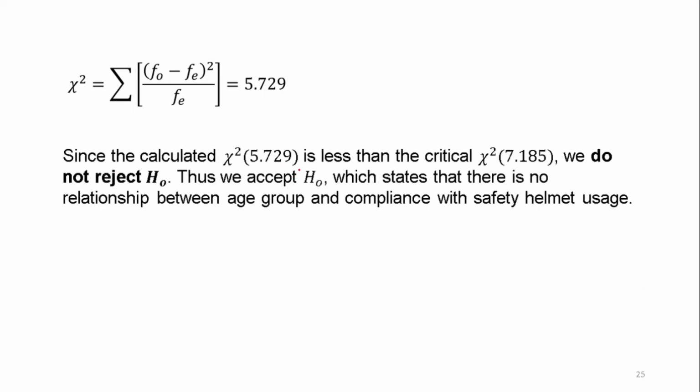Since this one is less than the critical value, we do not reject the null hypothesis. So we accept the alternative hypothesis, which said that there is no relationship between age group and compliance. Meaning that if there is no relationship, these two categorical variables are independent. Because there is no relationship, it is independent. So it's with the name contingency table analysis, or chi-square test for independence.